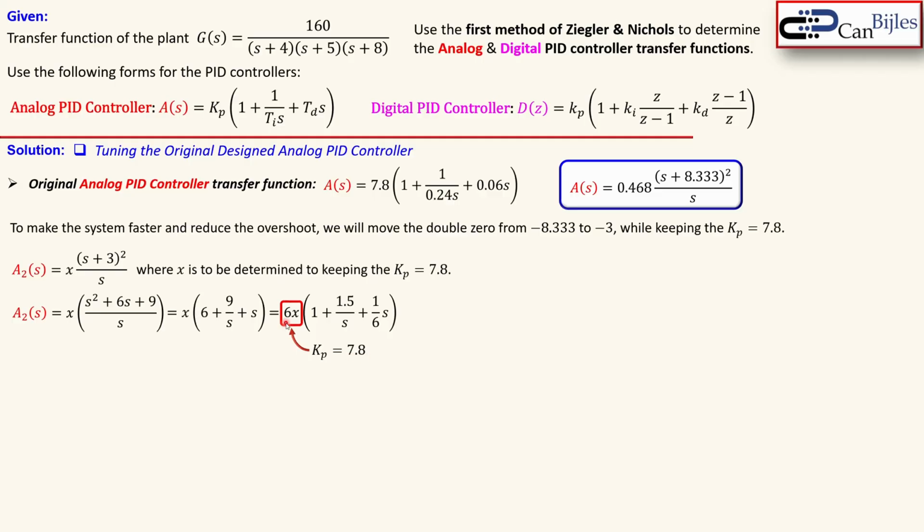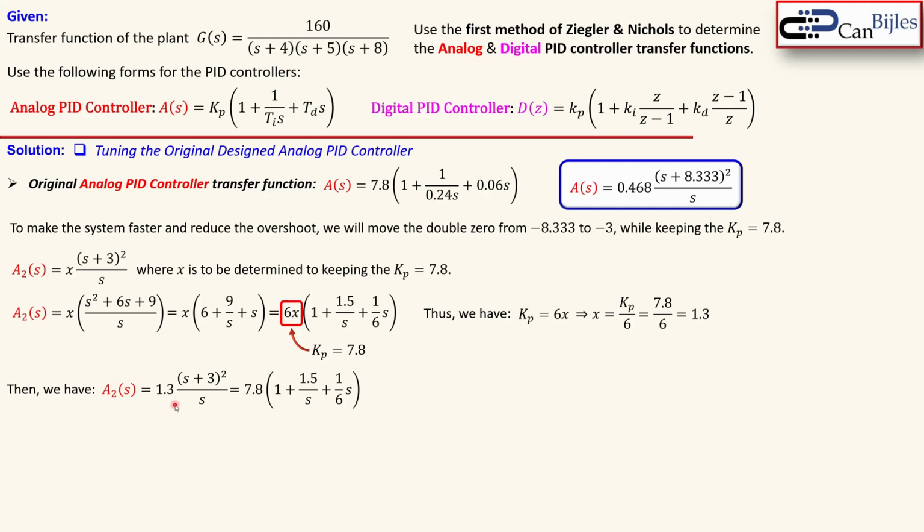So in order to have this 6x be 7.8, I have to make this expression. I say x is equal to Kp over 6, and that would be here 1.3. So that means in front of this must be 1.3. So if I make this in MATLAB as a new transfer function expression, this one will be then 1.3, and this is 3. Well, you see also this now. A2 is then 1.3 times this expression where you see the double zero at minus 3 instead of minus 8.333.